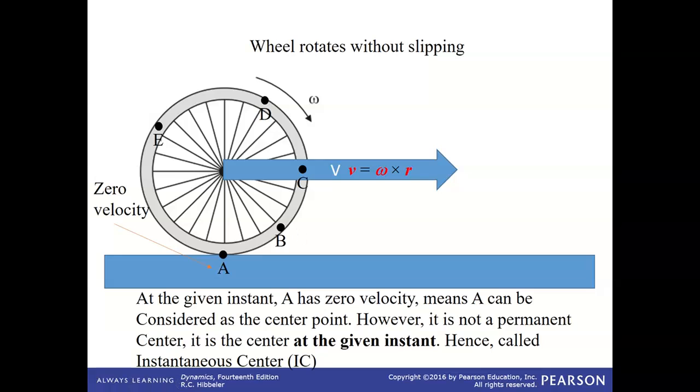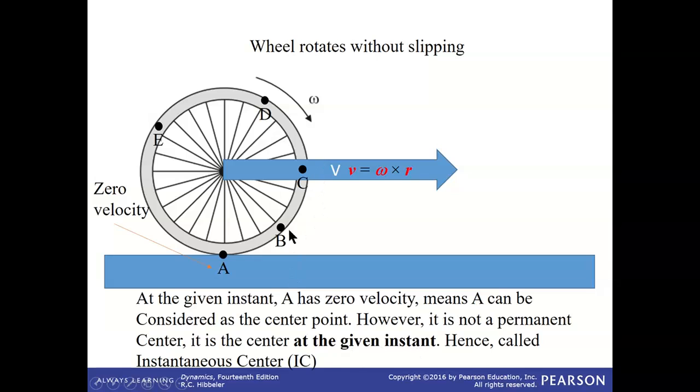Now this paragraph here is a very important paragraph. At the given instant, A has zero velocity. We have already discussed that in the previous slide. It means A can be considered as the center point if we assume pure rotation. Remember that in pure rotation motion, the center point has zero velocity. So we can say that A is a temporary center point for the wheel. However, it's not a permanent center point, but it is the center point at the given instant.